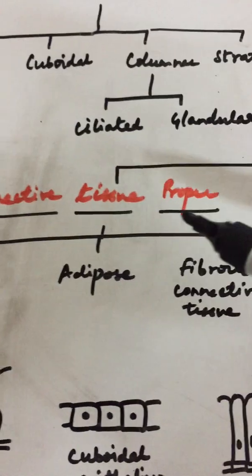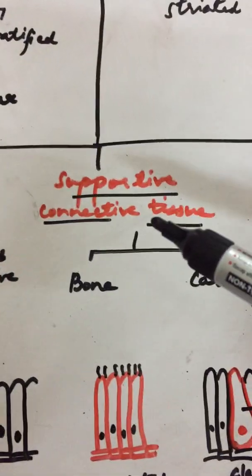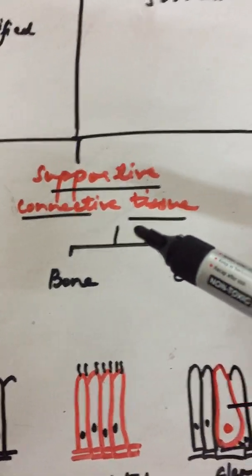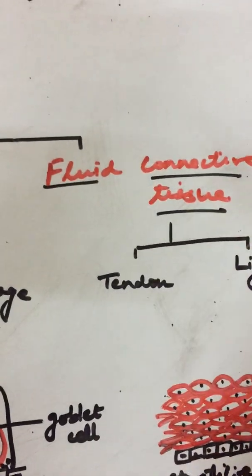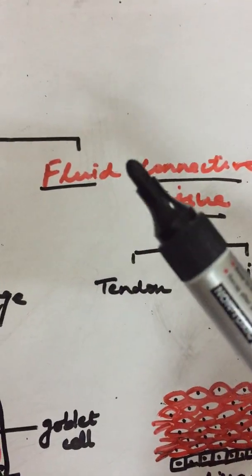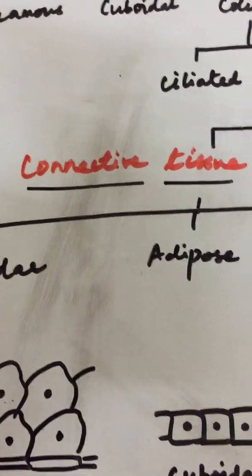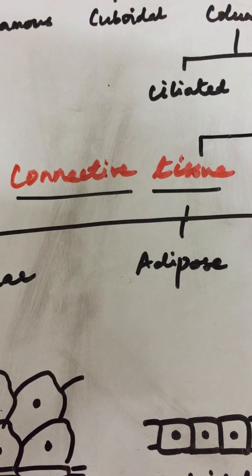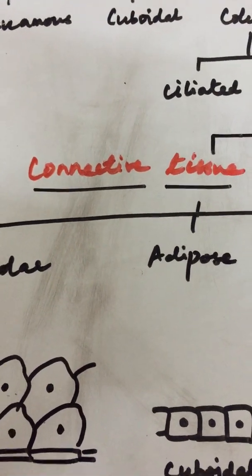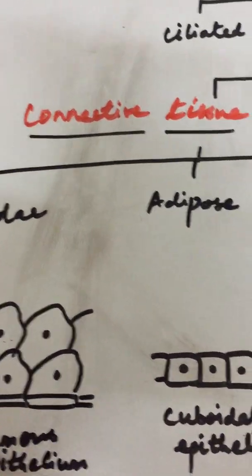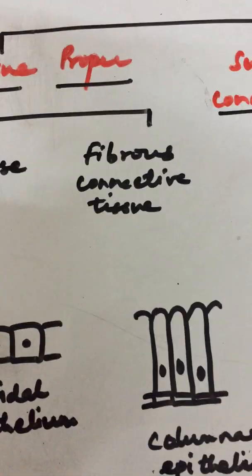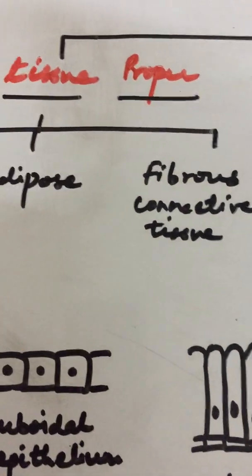The connective tissue is divided into three categories. They are connective tissue proper, supportive connective tissue, and fluid connective tissue. Fluid means in liquid state. So we have first connective tissue proper. The connective tissue proper is further divided into areolar, adipose and fibrous connective tissue.